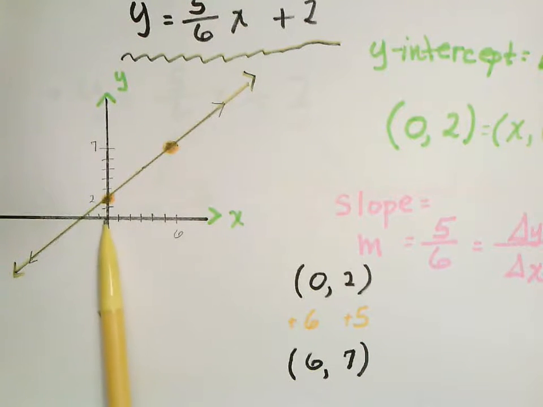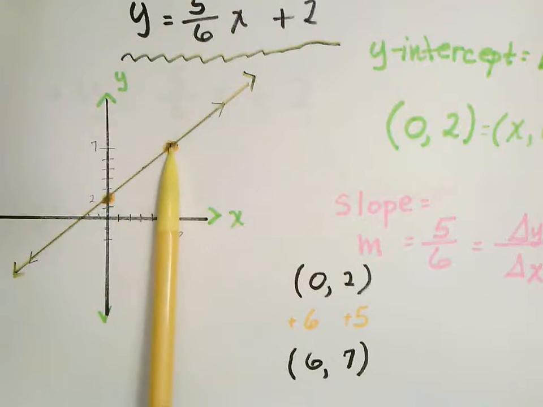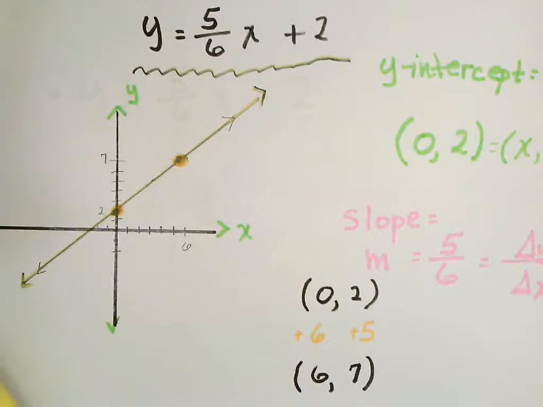So over here at the origin, I'll count to the right 6 places. Then I'll go up 7. So here's another dot on the line. Remember, it only takes 2 points to determine a straight line. You can always use a third point as a check. But here, I just connect the 2 dots and I have my line.